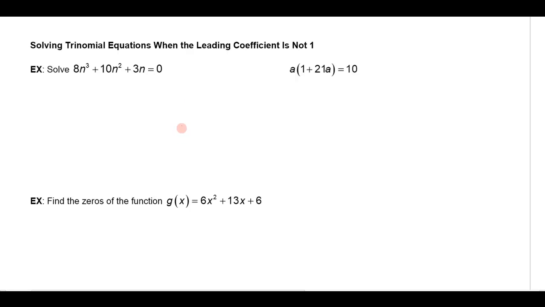Hi everyone. In this lesson we want to talk about solving trinomial equations when the leading coefficient isn't 1. And in particular we're going to be focusing on solving these by factoring. So notice here's a trinomial and it's an equation, it's set equal to 0, and the way that we would go about solving that is by factoring. Notice there's also a common factor here of n. Let's go ahead and factor that out.